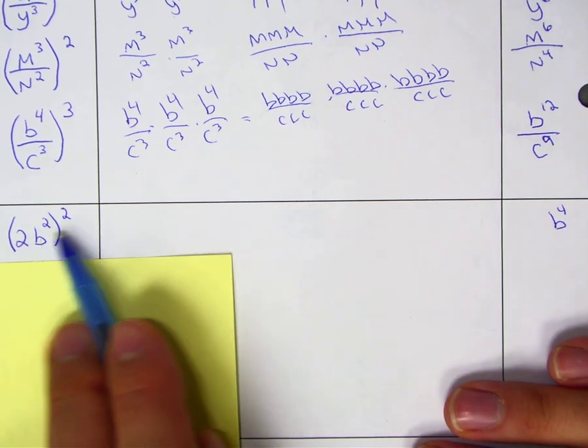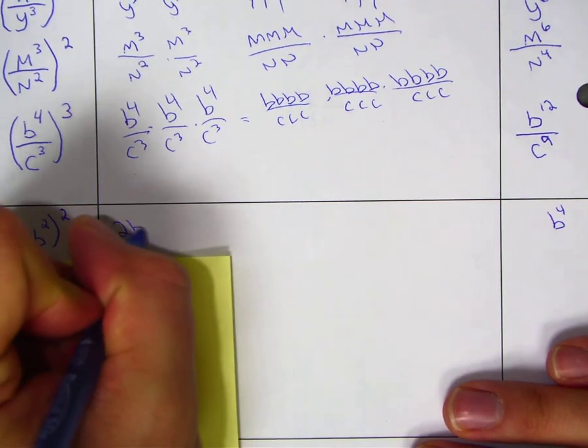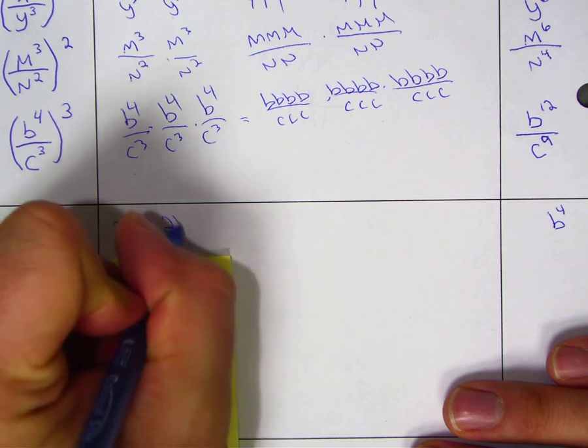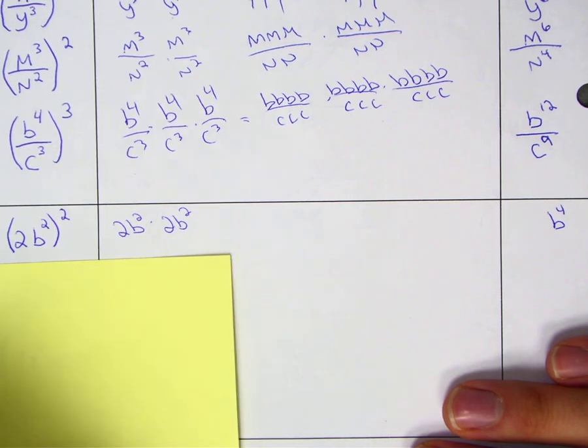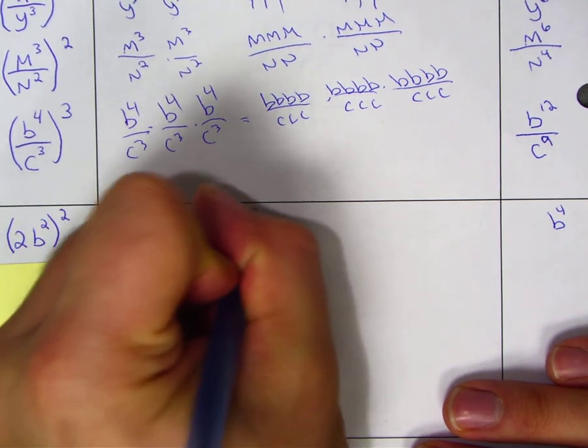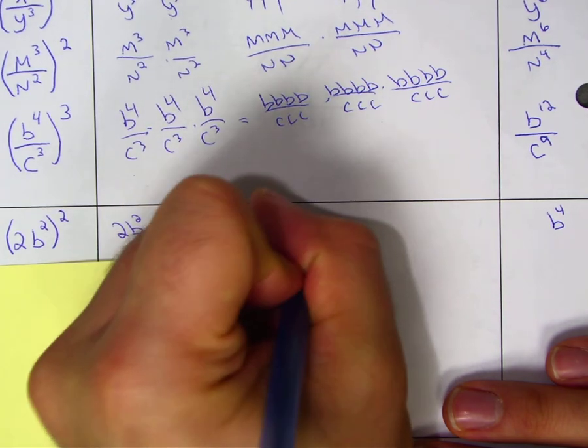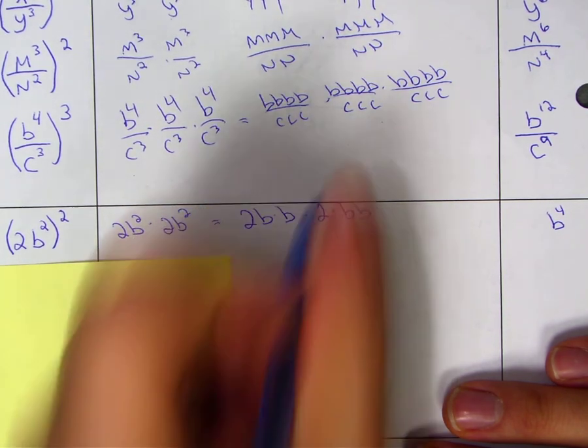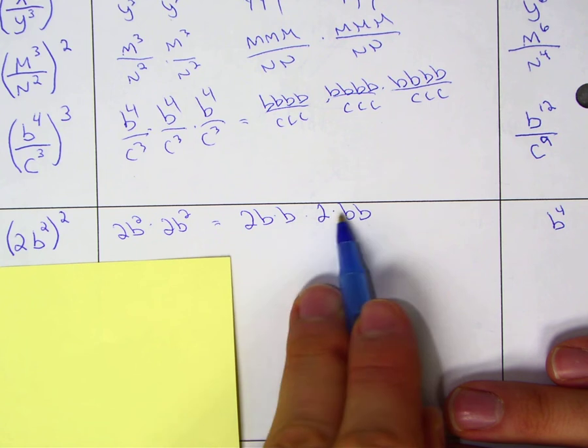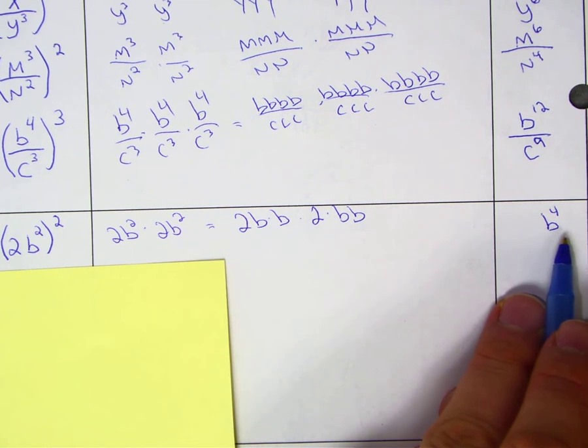So I want to make sure that you don't write it like that and that we talk about how this works. So 2b to the second is really 2b to the second times 2b to the second, right? Which is the same thing as 2bb times 2bb. And how many b's do we have? 1, 2, 3, 4. We already knew that we were going to have 4, right?